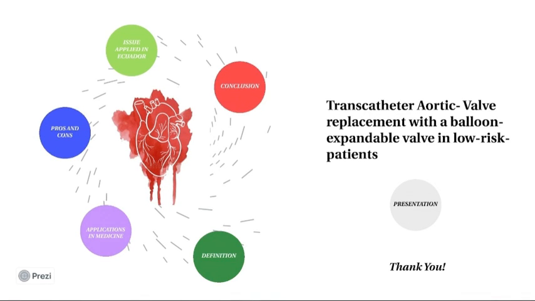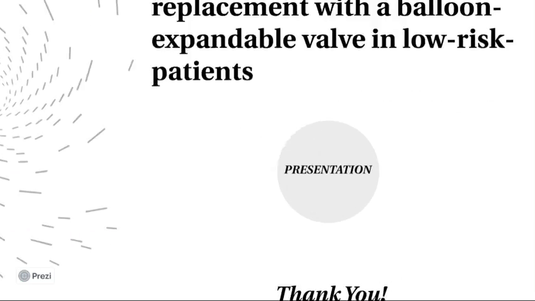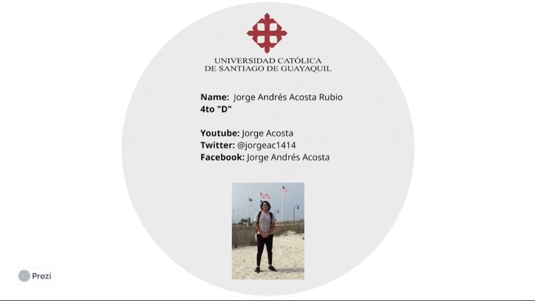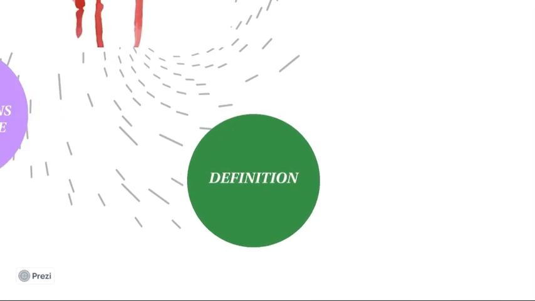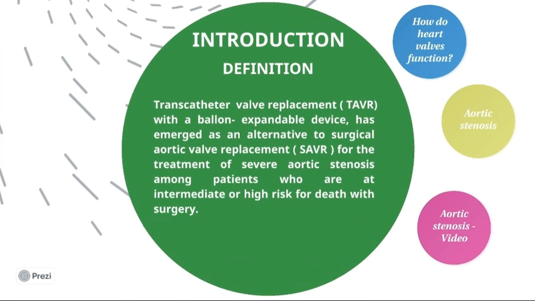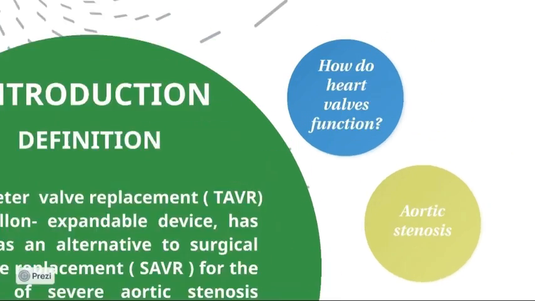I'm going to talk about transcatheter aortic valve replacement with a balloon expandable valve in low-risk patients. Definitions: Transcatheter aortic valve replacement, TAVR, with a balloon expandable device is an alternative to surgical aortic valve replacement for the treatment of certain aortic stenosis among patients who are at intermediate or high risk for death from surgery. How do heart valves function?